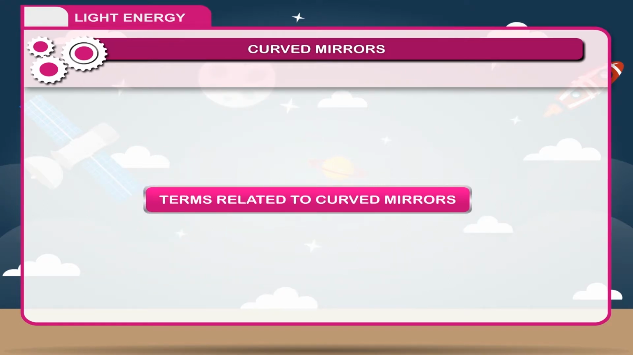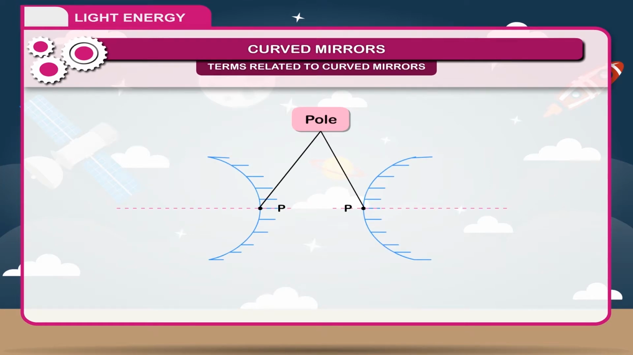Terms related to curved mirrors. Pole. Geometrical center of the spherical mirror is called its pole, denoted by P.